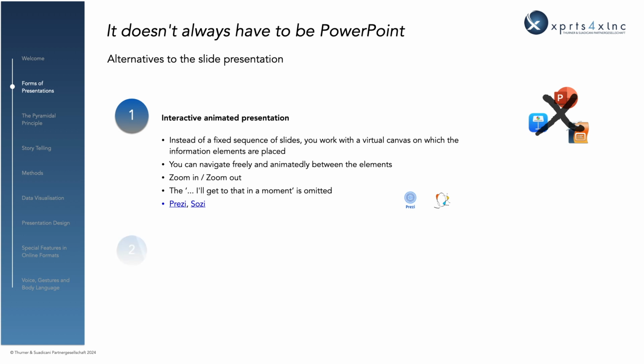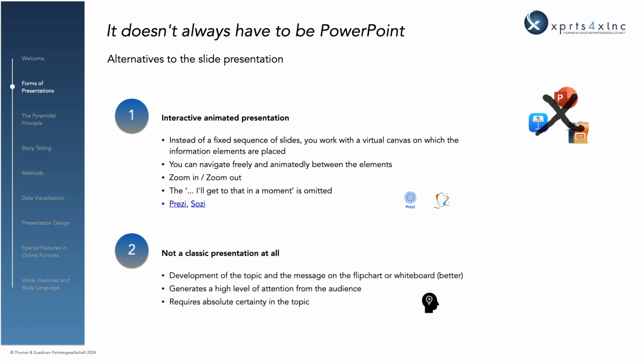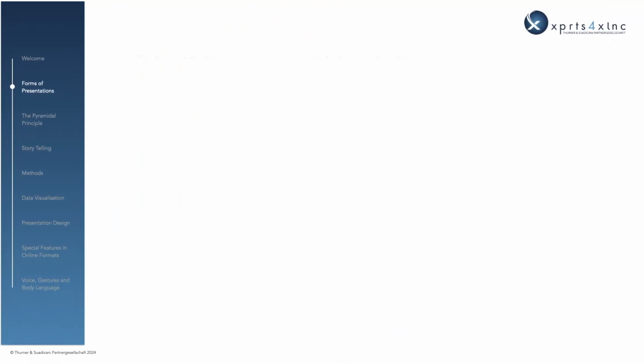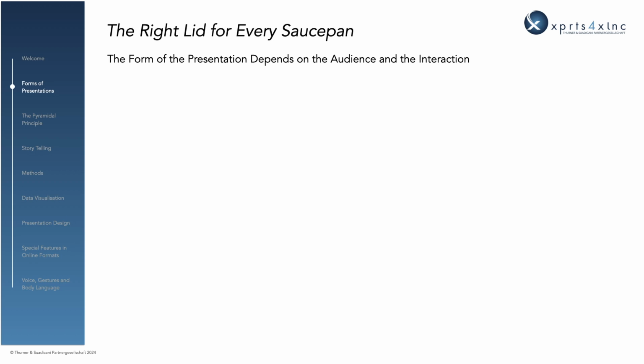Even better is no classical presentation at all, but the development of the topic and message on the flipchart or whiteboard. This generates a high level of attention from the audience, but it requires absolute certainty in the topic. Which form of presentation you actually choose depends on the audience and the degree of interaction. So you need to pick the right lid for every saucepan.